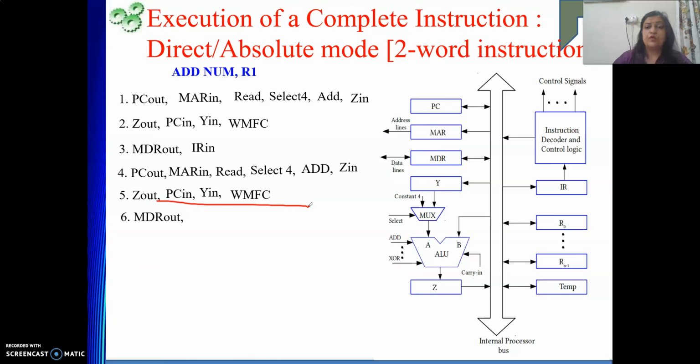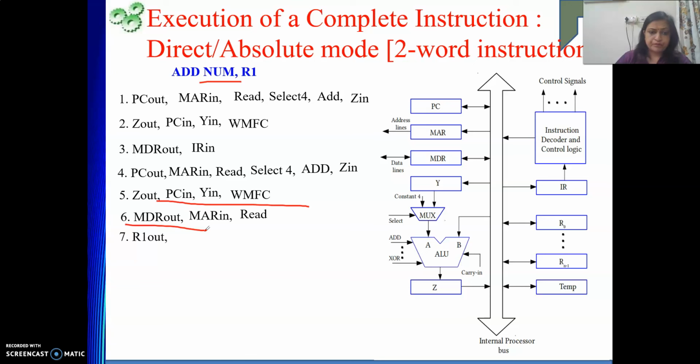come in MDR. What is that something? This num, right? Right now the num was not part of IR. It is there in the next word of your instruction. So MDR out, MAR in, because here I have got one address only. From that address, we need to get the data. So to get the data, what is the protocol? Give the address to MAR. So MDR out, MAR in, then read.